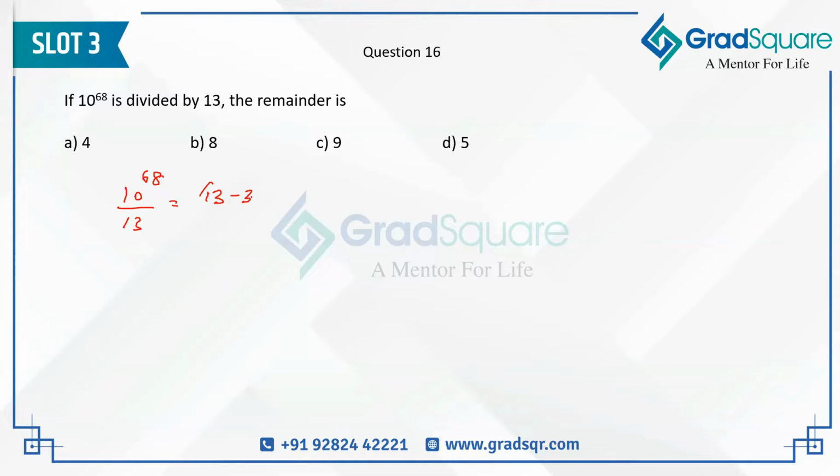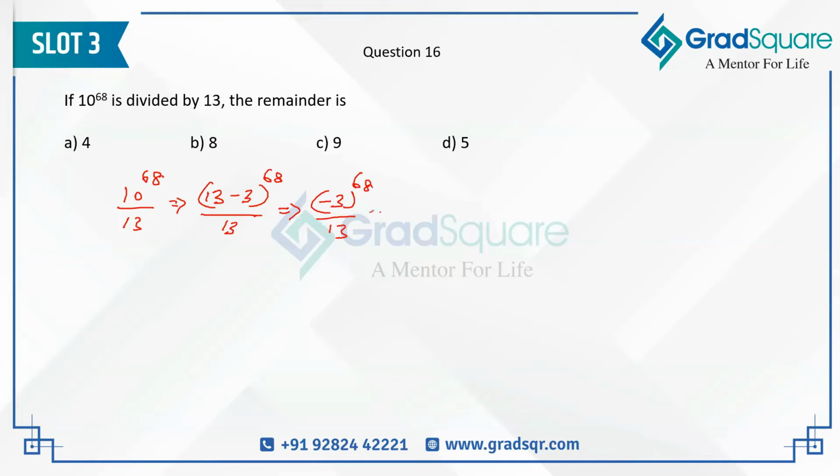(13 minus 3) to the power of 68 divided by 13. The remainder will be the same as (minus 3) to the power of 68 divided by 13. Why am I interested in 3 in the numerator? Because 3 cube is giving me 27, which is 26 plus 1, and 26 is a multiple of 13. So that is how I'm thinking about 3 and then powers of 3, right?